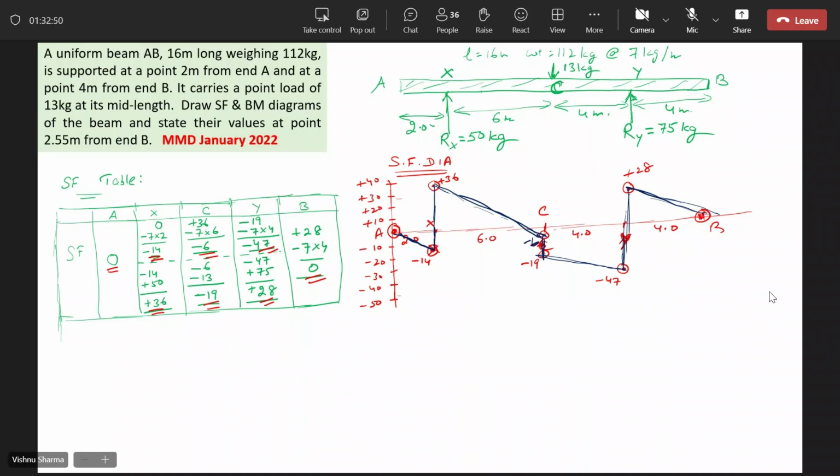All the changes are either because of point forces or the weight of the beam, which is uniformly changing. So all segments will be straight lines, either vertical at the point forces or slanting because of the beam. So this is the SF diagram, class. Yes or no? Please tell me. Yes, sir. Okay, very good. So half the question is complete. SF diagram is done.